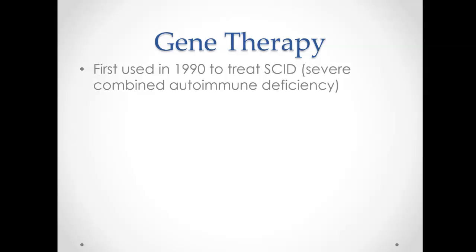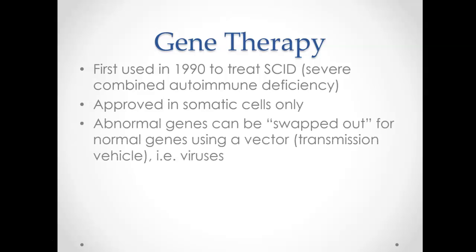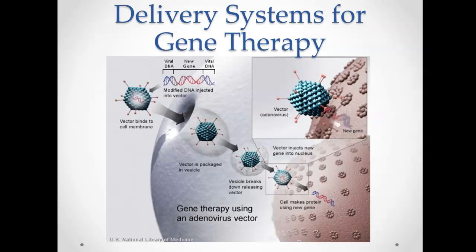So it was first used in 1990 to treat something called SCID, which is an immunodeficiency disorder. It's only approved for use in somatic cells. That means we can only treat an individual. We can't treat their offspring potentially in the future.